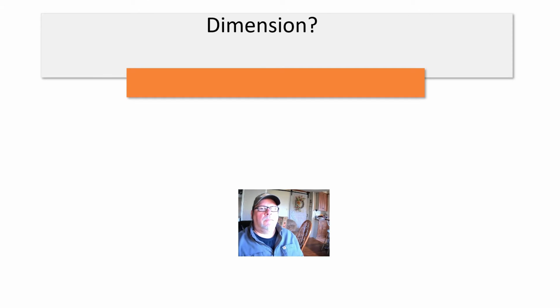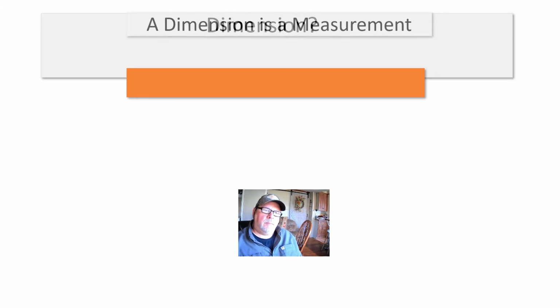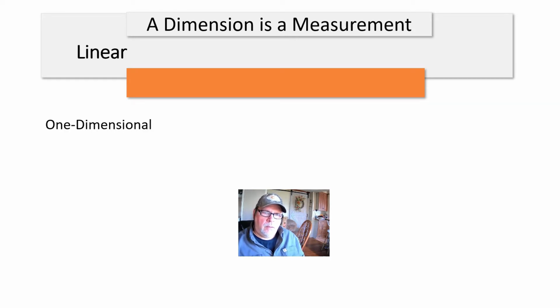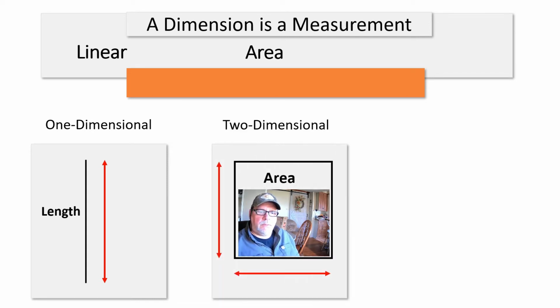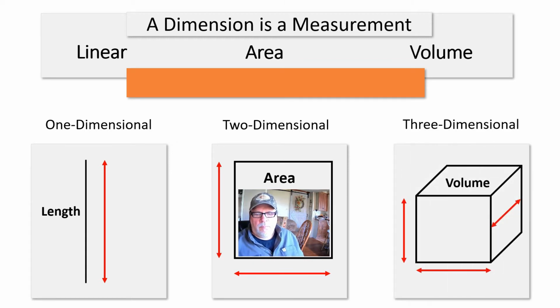Dimension. What is a dimension? A dimension is a measurement. That's all it is. Linear is one-dimensional. What does that mean? One measurement, a length. Area is two-dimensional, two measurements. And volume is three-dimensional, three measurements.